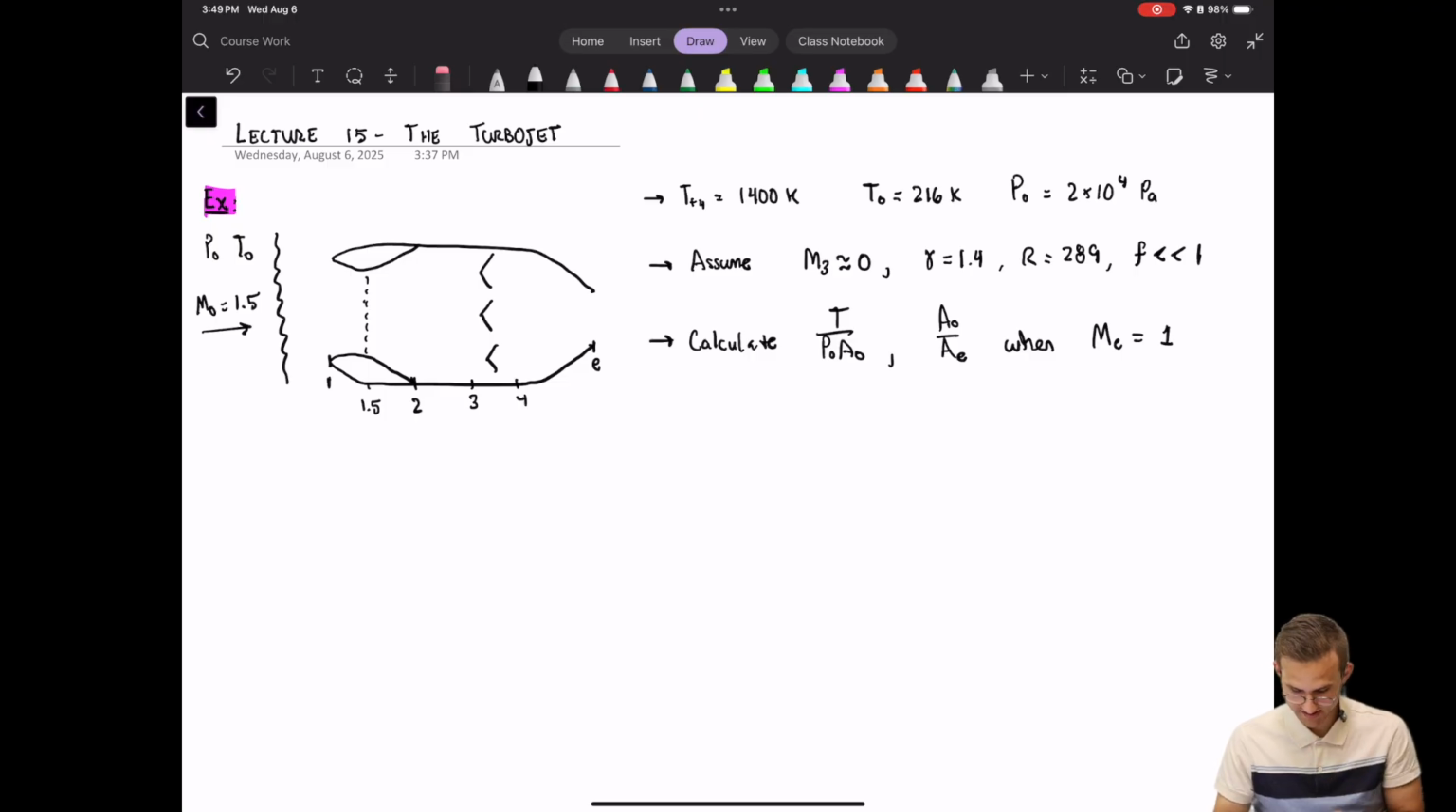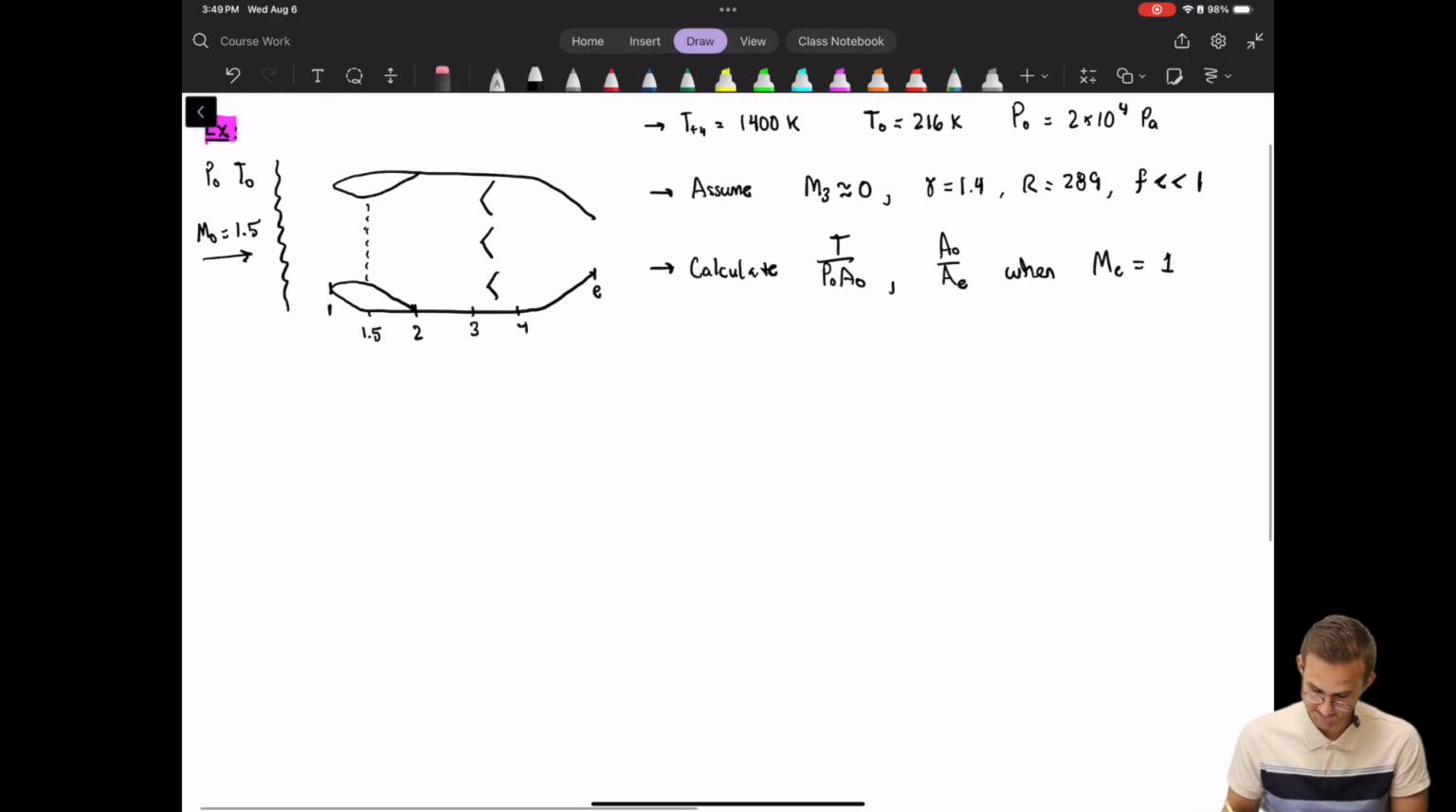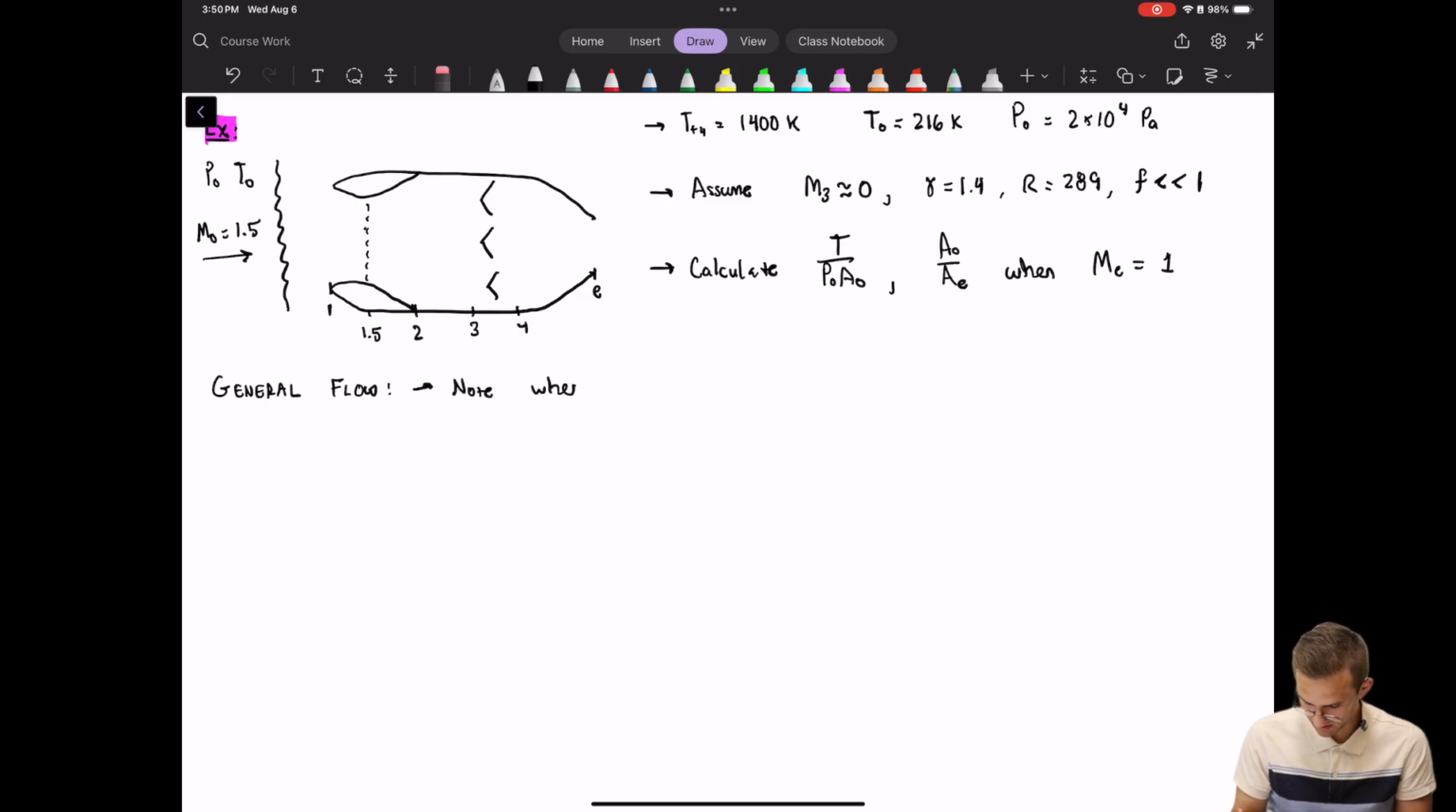Now, I want to say that there's a general flow to these types of questions, these propulsion questions, okay? And if you follow this sort of flow of reasoning, you'll at least get a good start to every single one of these problems. So first, you want to note where the stagnation temperature and the stagnation pressure remain constant.